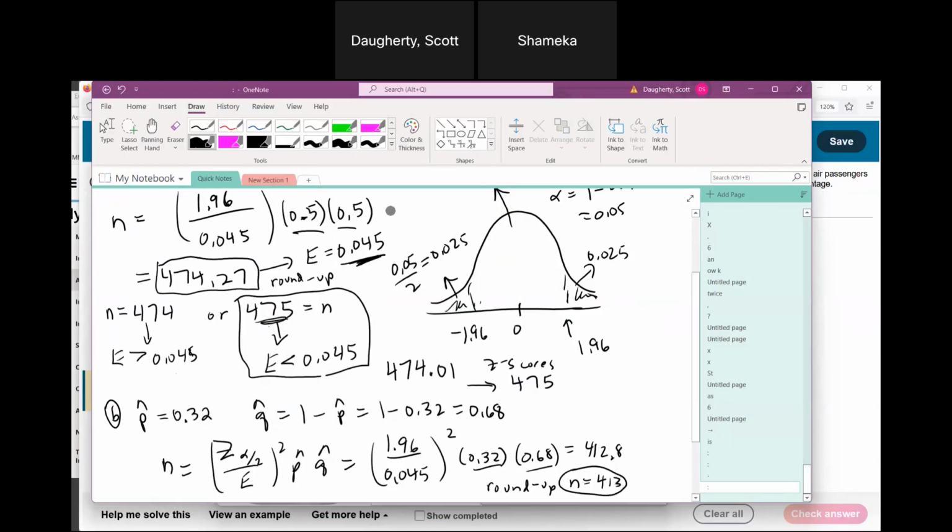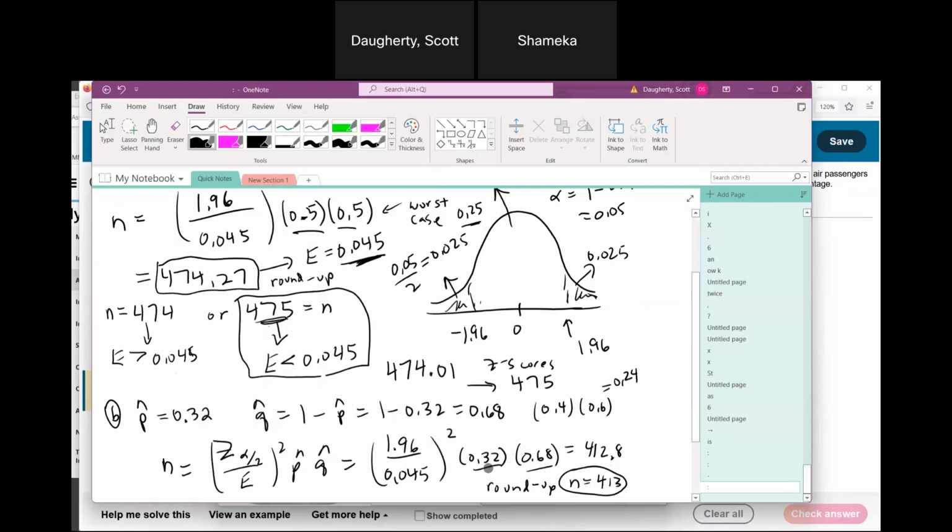In other words, this is the worst case scenario. That's why we used it. If we don't know what these numbers are, then we're just going to use the worst case. The worst case would be that they're split down the middle, 0.5 and 0.5. That's because, let's say it was 0.4 and 0.6. When you multiply those two together, you get 0.24. When you multiply 0.5 and 0.5 together, you get 0.25.